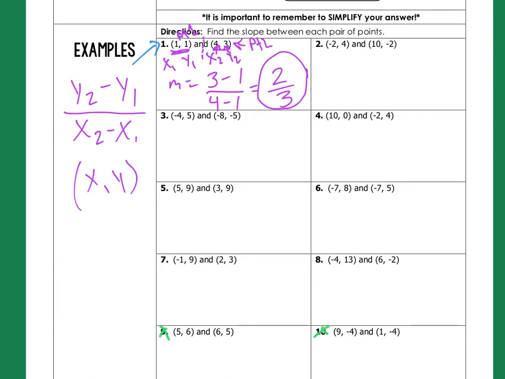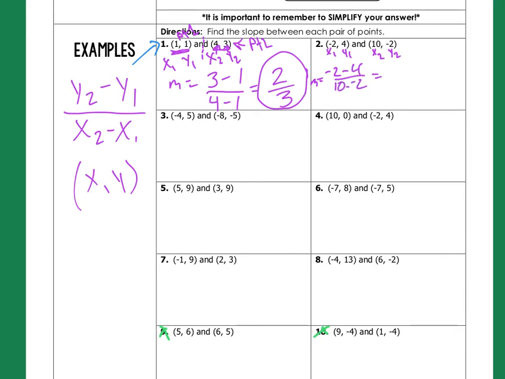Now, trying out number 2, we're going to move a little bit quicker because now we have this idea down. My first point is this -2, 4. That means I've got x1, y1. My second point is that 10, -2. So I've got x2, y2. Now all I have to do is plug these in. So slope is equal to -2 minus 4 over 10 minus -2.